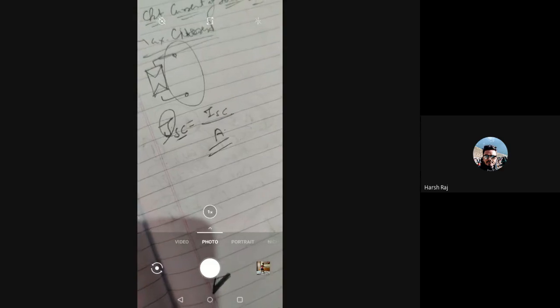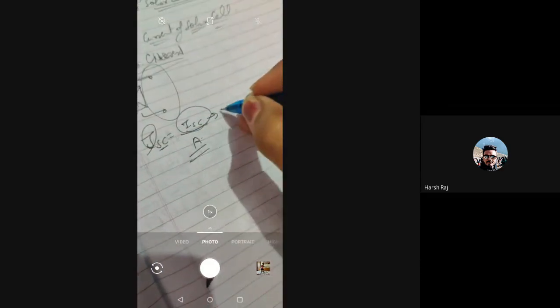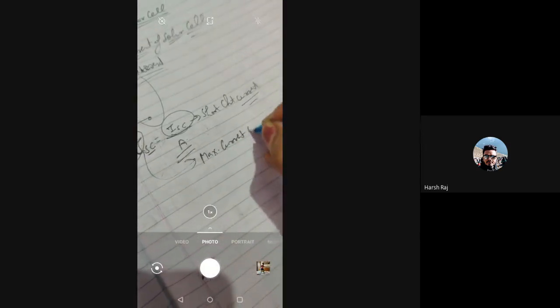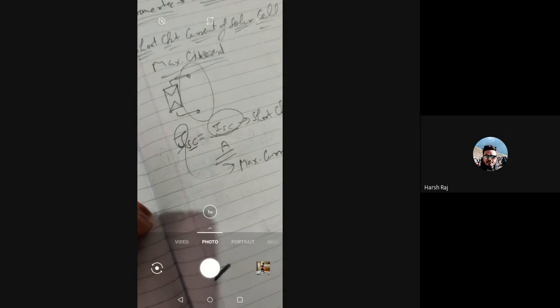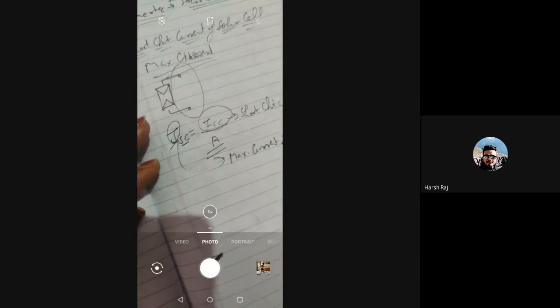Where ISC is representing the short circuit current, and this is the maximum current density. So this is the one parameter for measuring how much current a solar cell can tolerate without harming itself. That is basically given by this equation.